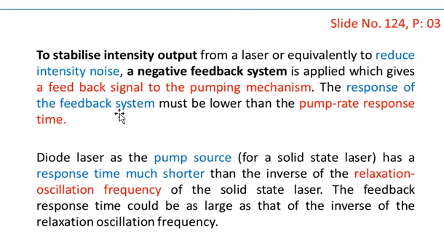The response of the feedback system must be lower than the pump rate response time. So you see that this is the condition, that the response of the feedback system must be lower than the pump rate response time, so that the pump rate can accommodate the feedback system response and then implement it. Because if the feedback system response is faster, the pump rate would not be able to accommodate that change.